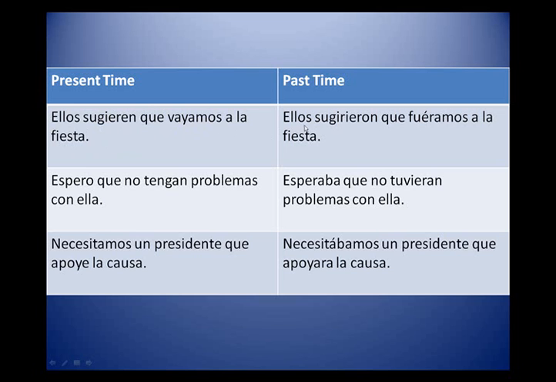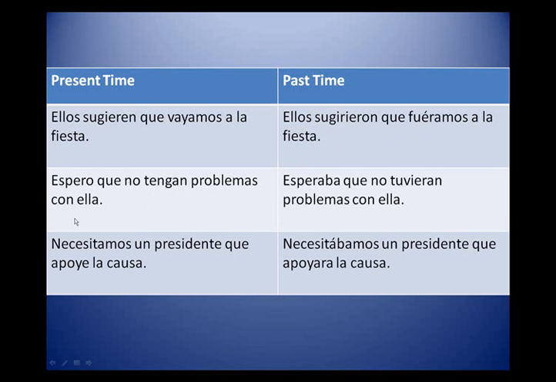In the past, however, they suggested that we go to the fiesta. They were suggesting, they thought it'd be a good idea that we go, but we didn't go, or whatever. So ellos sugirieron que fuéramos a la fiesta. The point of reference or the time frame is in the past.